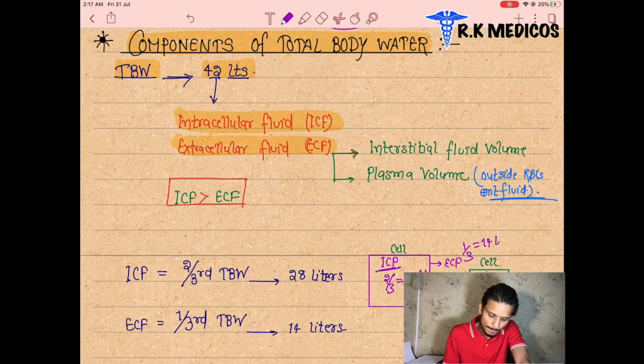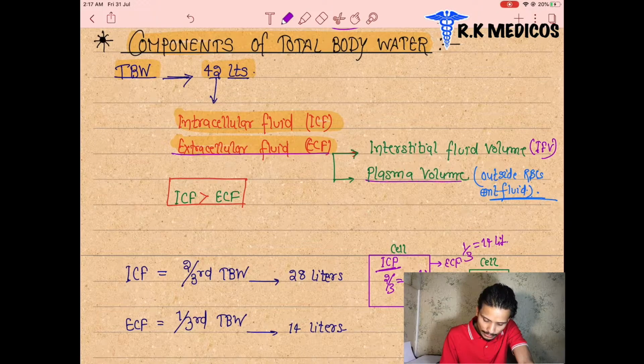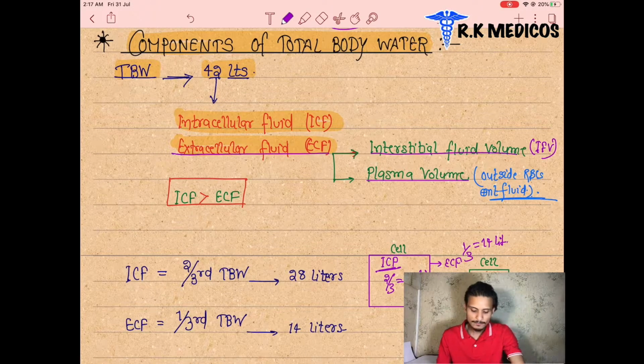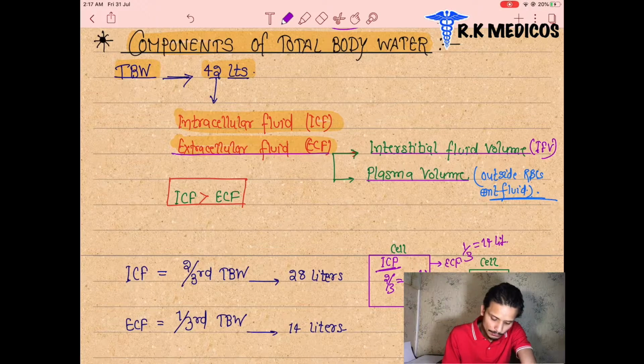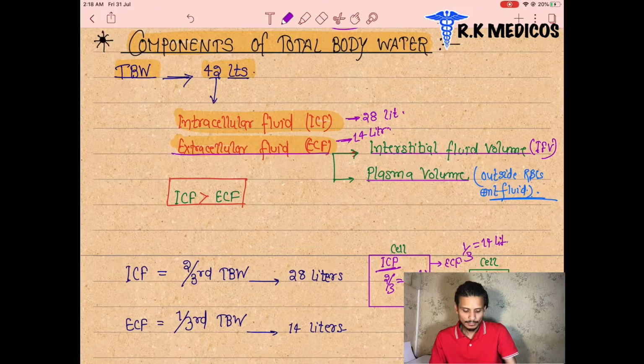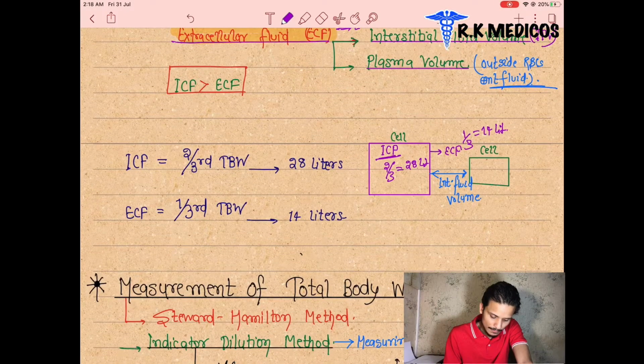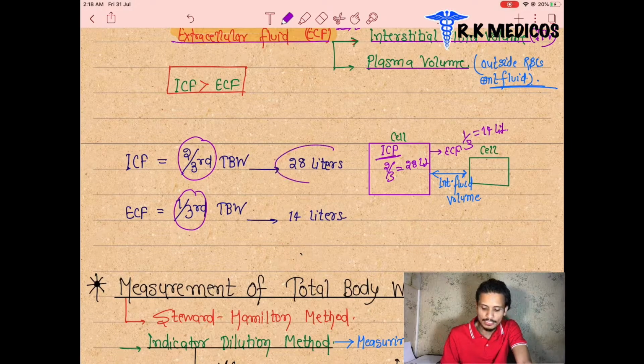So we can see here the extracellular fluid is further divided into two parts: interstitial fluid volume and plasma volume. These are the two volumes which are regulated inside the extracellular fluid. Intracellular fluid will be 28, extracellular will be 14 liters. You can also see here intracellular 2/3, extracellular 1/3, that is 28 and this one is 14 liters.